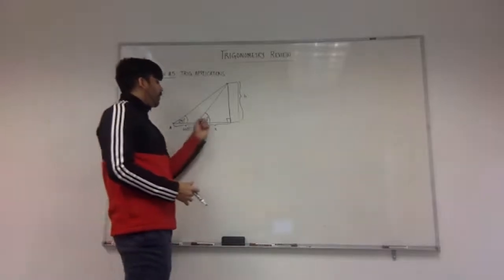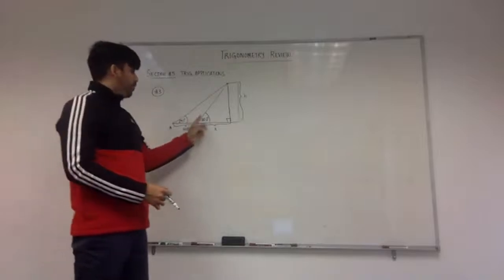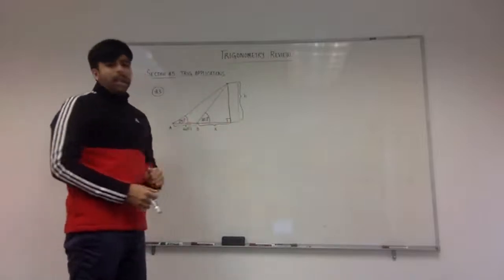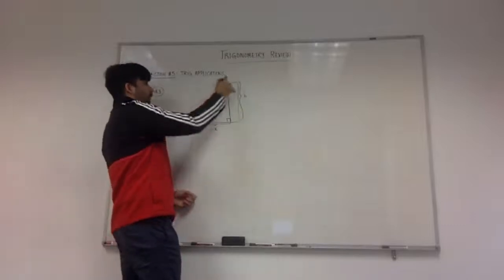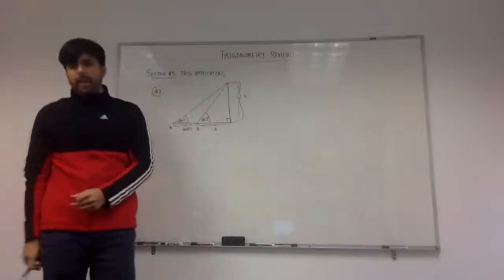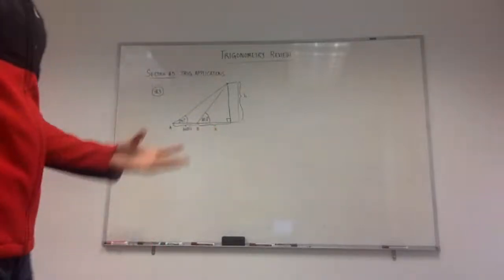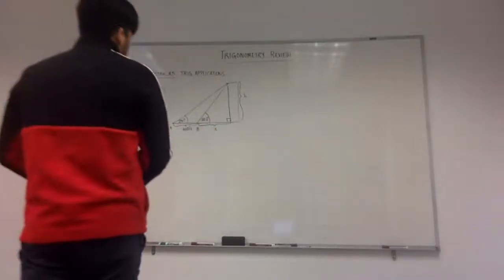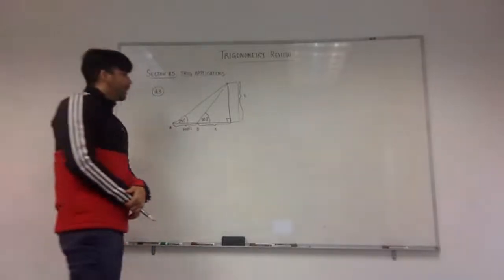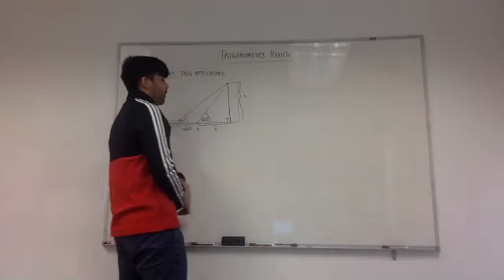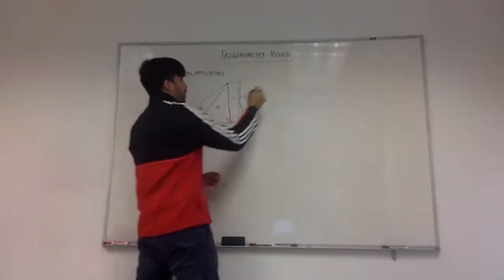I can figure out the relationship between x and h for this triangle, and then I can figure out the relationship between x and h in this larger triangle. Because I have two unknowns, I need to have two equations in order to solve for those two unknowns. So that's the idea behind this problem here. So in my first triangle, I'm going to call this 1, I'm going to call this 2.